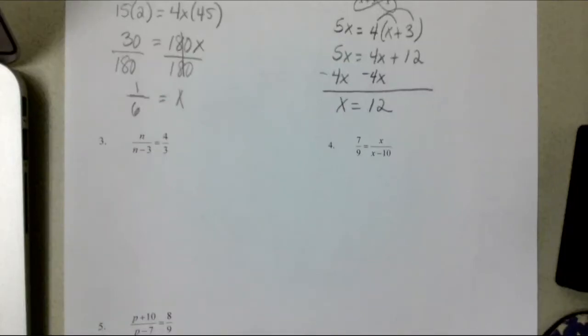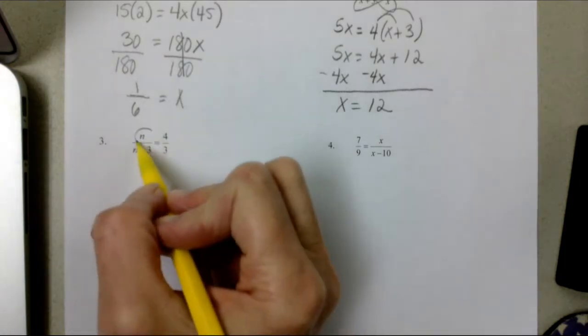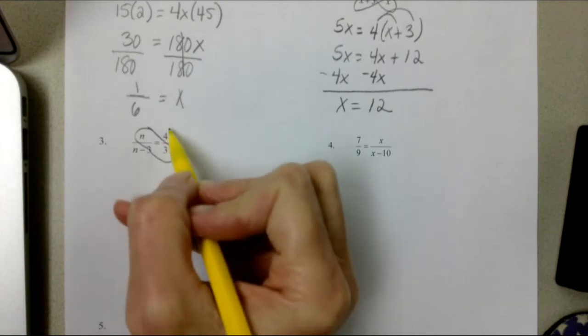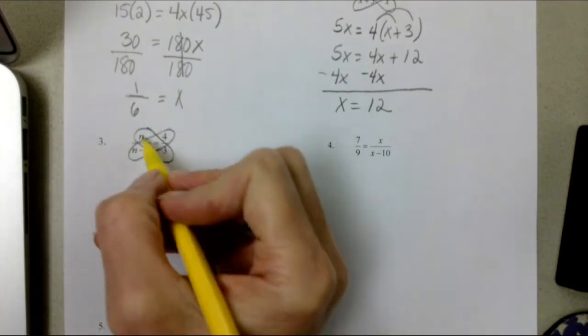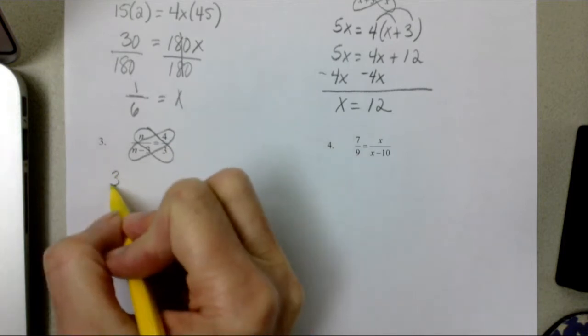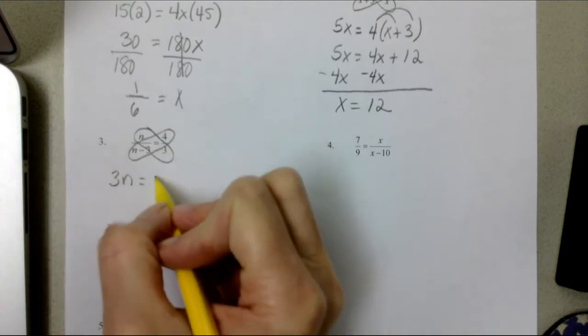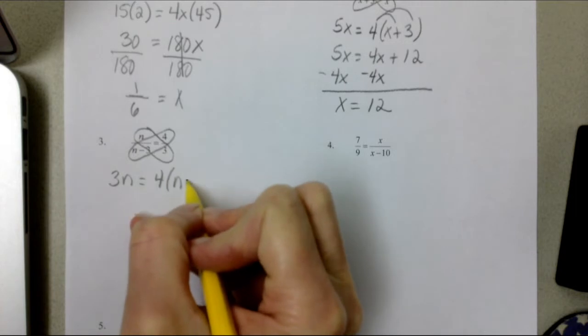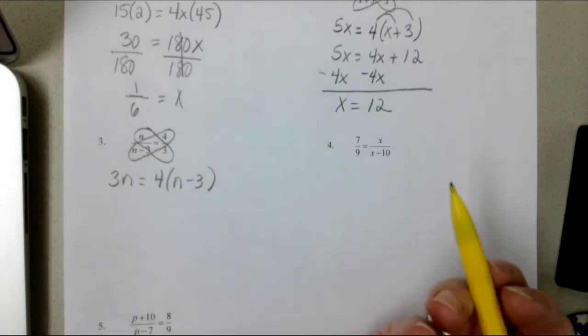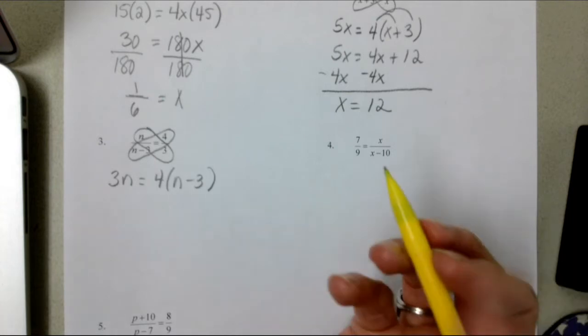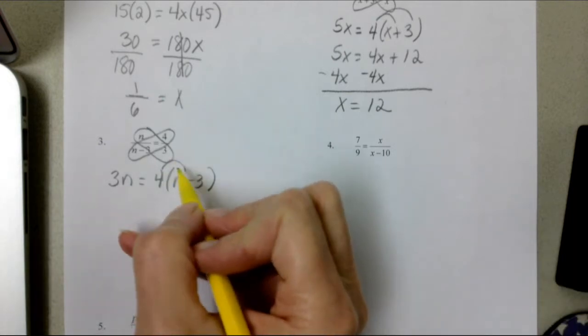Example 3. n divided by n minus 3 equals 4/3. And once again, we're going to multiply these two together, and we're going to multiply these two together. n times 3 is the same thing as 3n. And then it's going to be 4 times n minus 3.